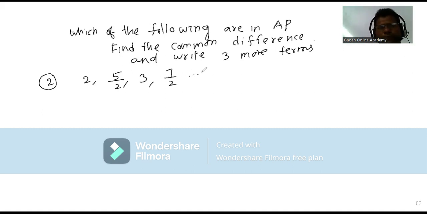Some terms are given. We have to check whether it is in arithmetic progression or not. If it is, we have to find its common difference, then write the next three terms. To check, we test whether the common difference is the same or not. Let us find the common difference. T2 minus T1: T2 is 5 by 2 minus T1 is 2.